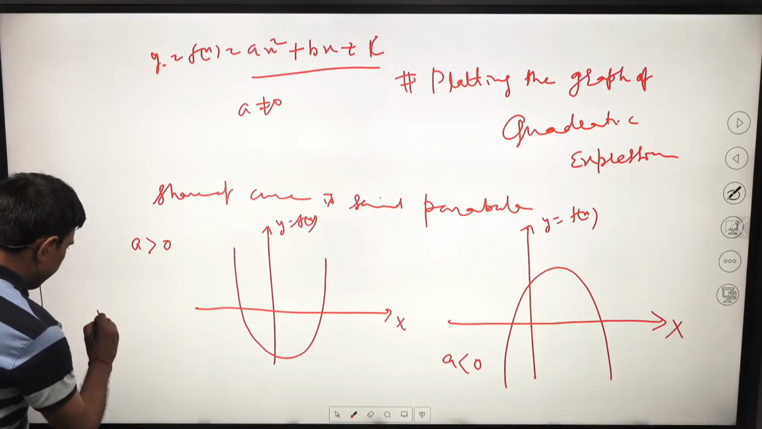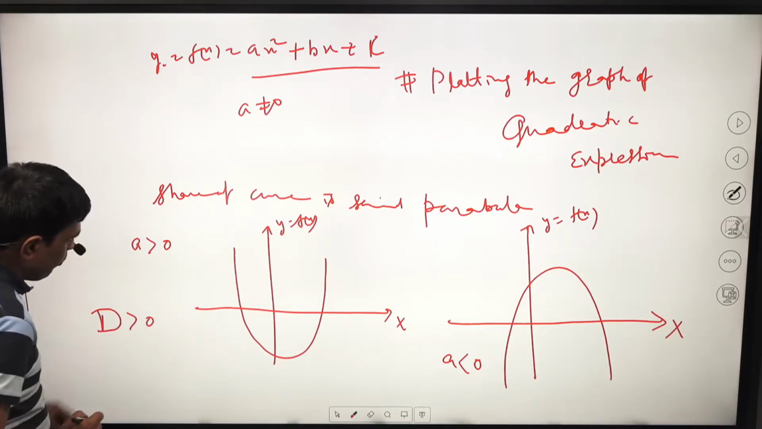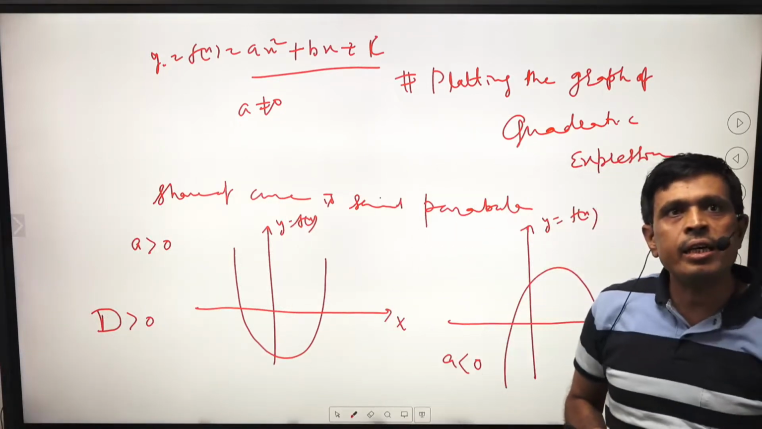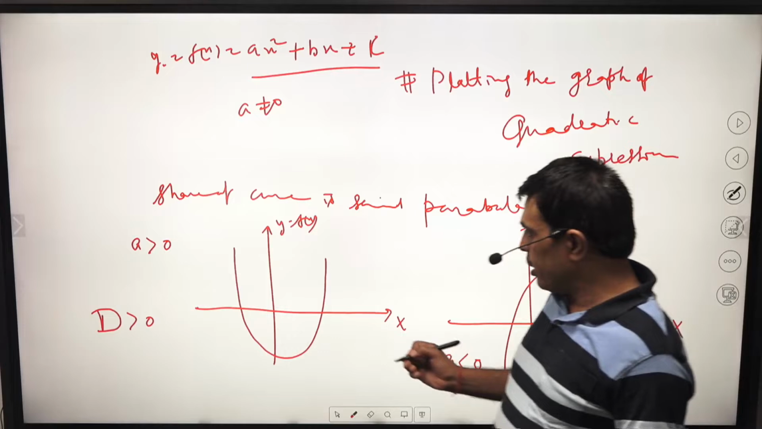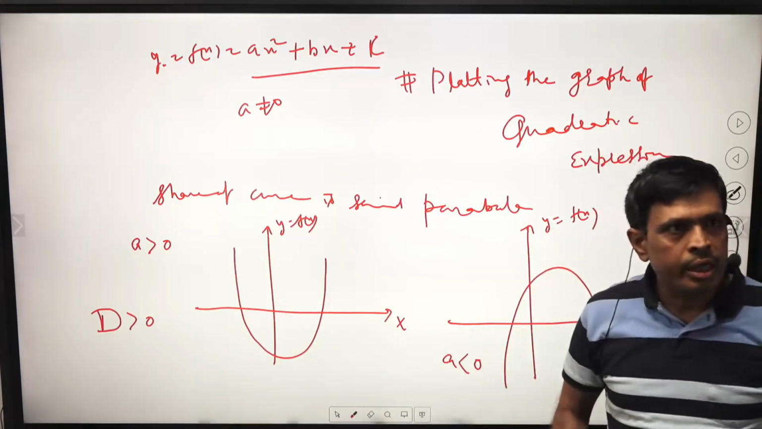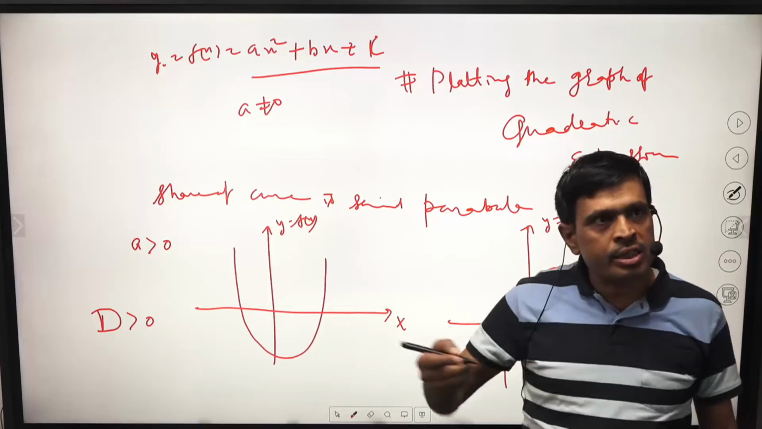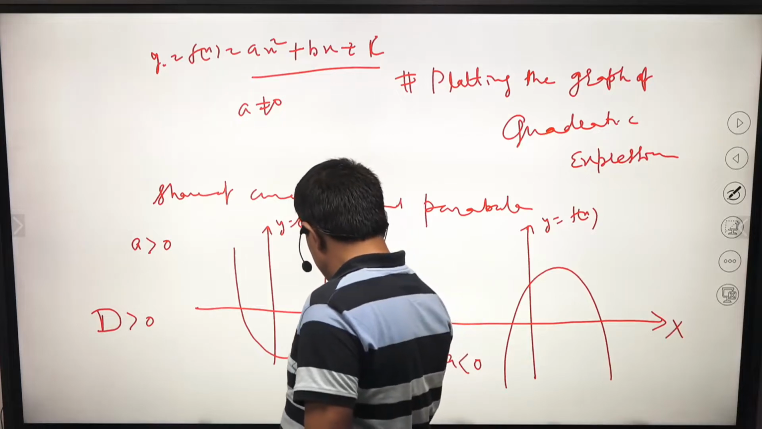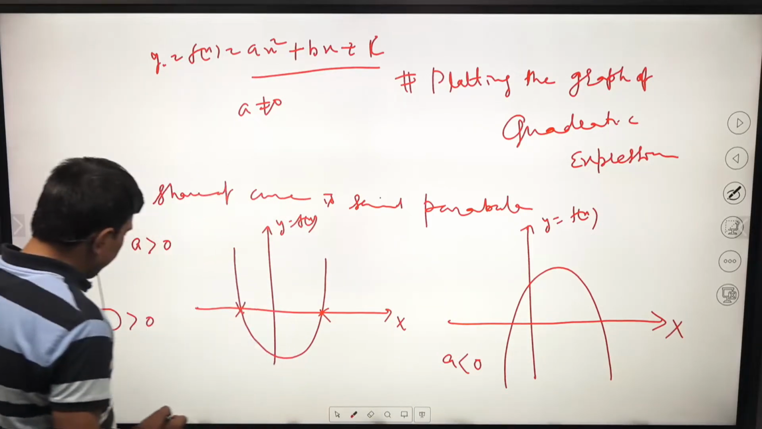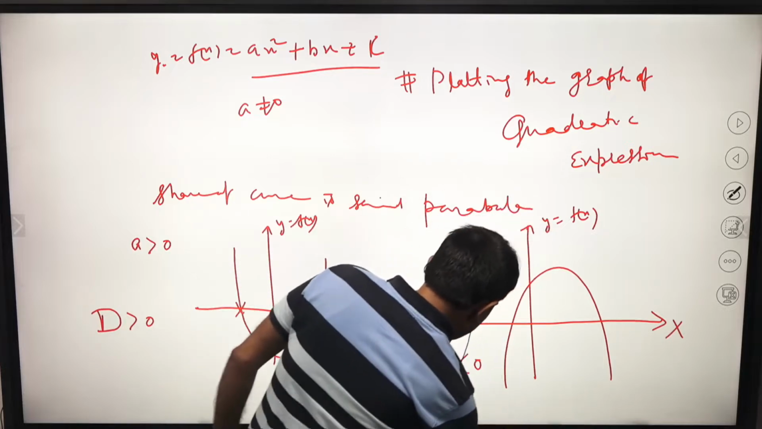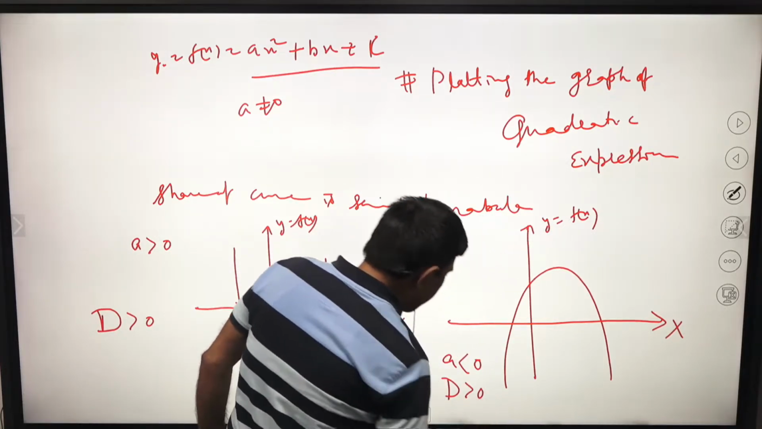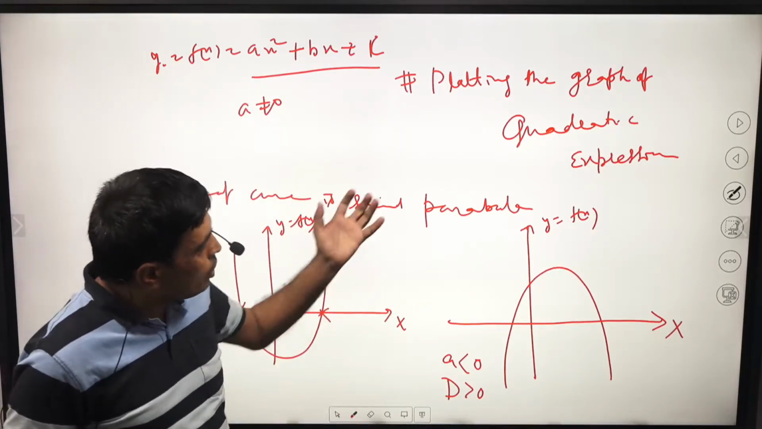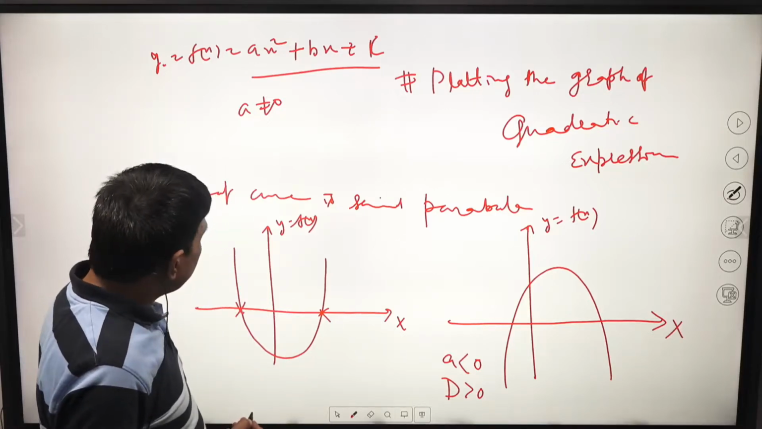If D is greater than 0, then it has real roots, because real roots means the curve touches the x-axis. So here D is greater than 0, that means roots are real and distinct. It intersects the x-axis at 2 points, and these are said to be the roots of the equation. These are the basic concepts of a quadratic polynomial intersecting the x-axis.